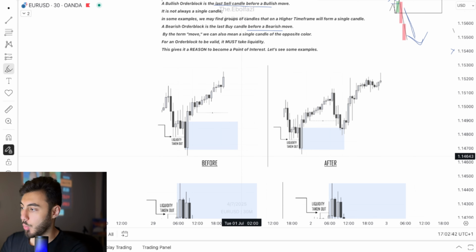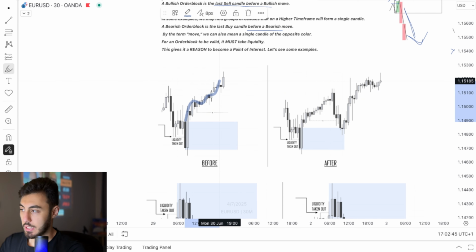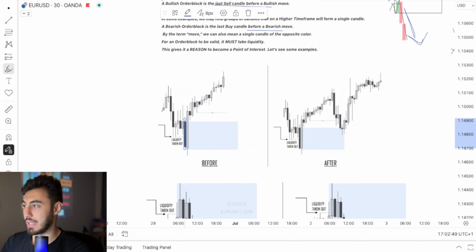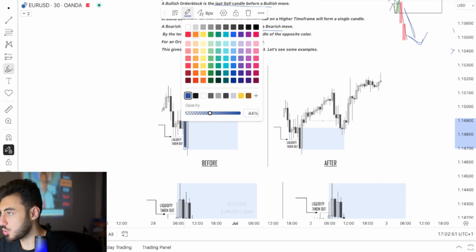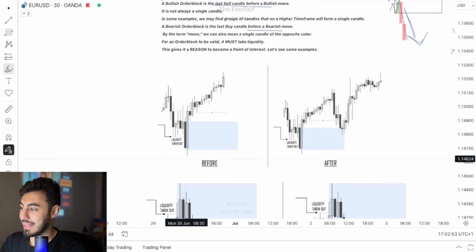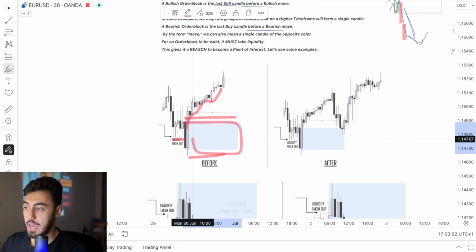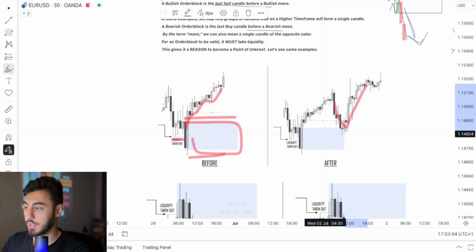Okay, so this is the bullish move that we're talking about, right? And this is the last sell candle, or the last bearish candle. Let me change this to red. So the last sell candle takes out the liquidity here, the sell stop liquidity, and starts the bullish move. So we can take the whole area, we can take the open area here. This is one example, right?